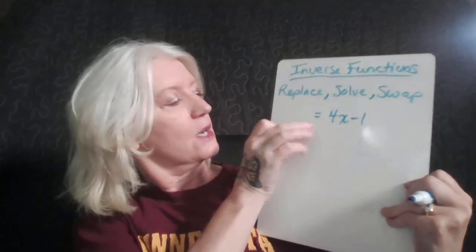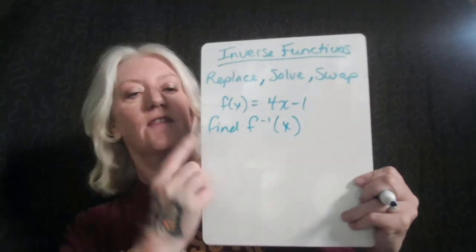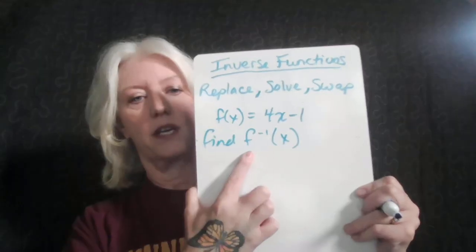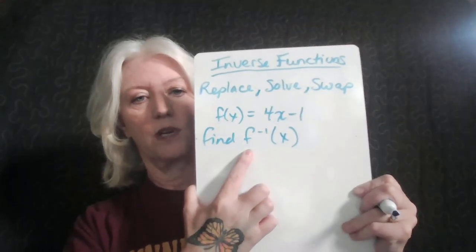Okay, here's my equation. Whoops, I don't want it as an equation. I want it as a function so we can follow the rules here. I've given you f of x. I want you to get the inverse of f of x, which is f negative 1 of x. So we replace the f of x with y. We get y equals 4x minus 1.